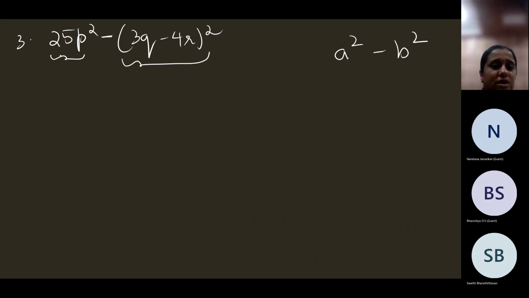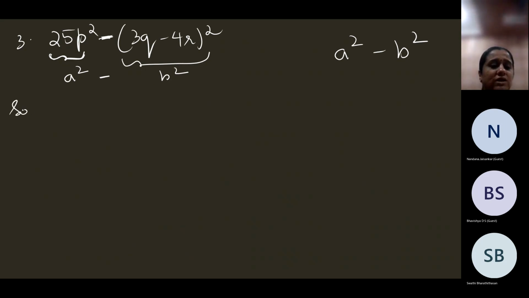See here, this is a square. There are two terms here. This is one term, which looks like a square. Minus. This is another term, which looks like b square. So the identity which we have to use to factorize this expression is a square minus b square, which can be factorized as a plus b into a minus b.